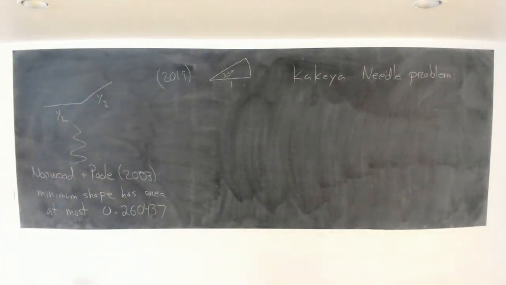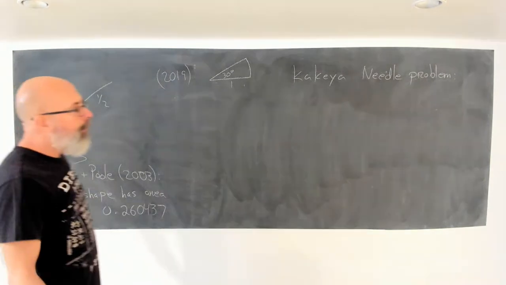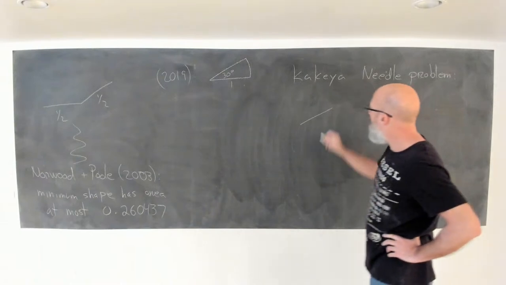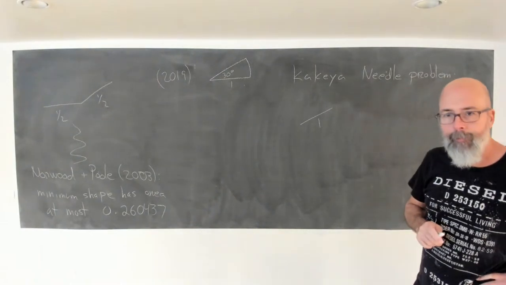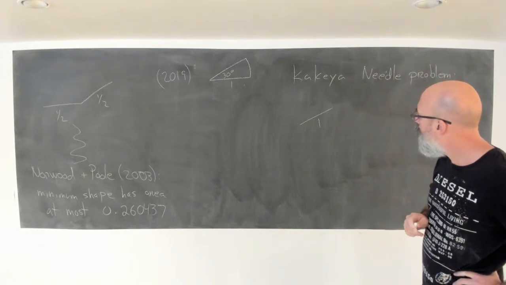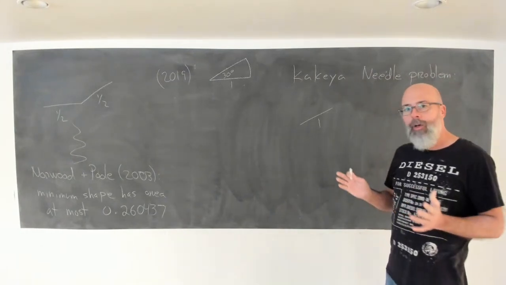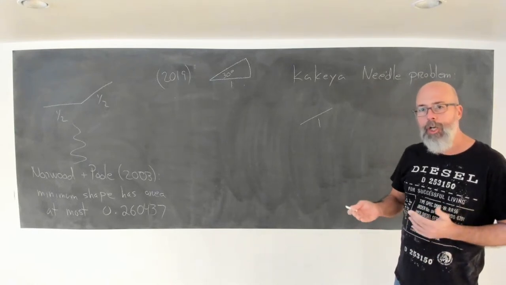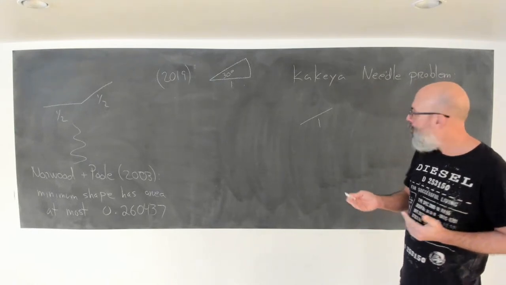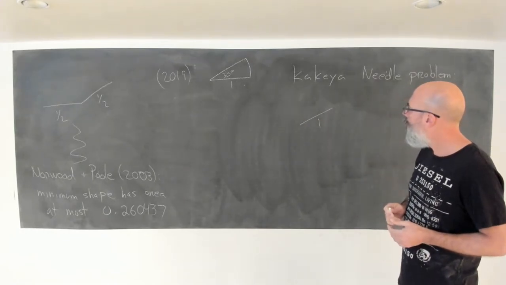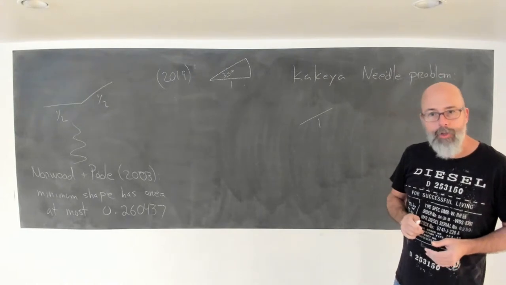And what is the Kakeya needle problem? Suppose you had a needle of length 1. The question is, what is the area of the smallest shape you need to be able to rotate this 180 degrees?